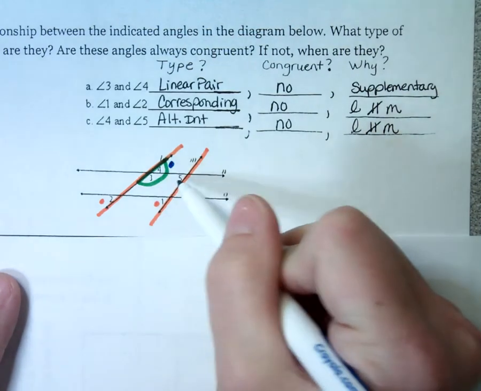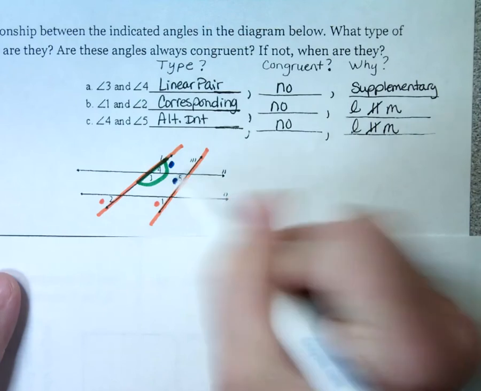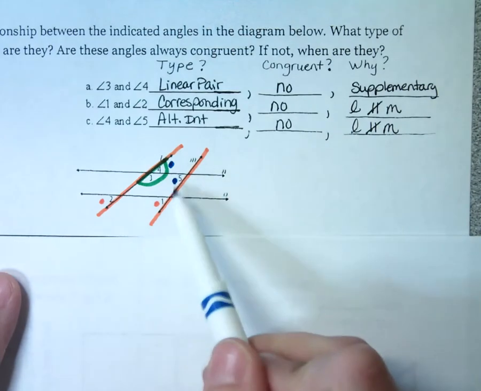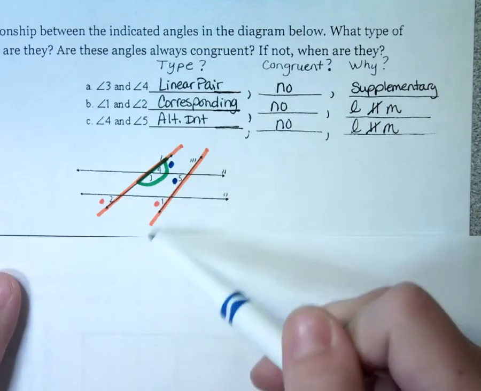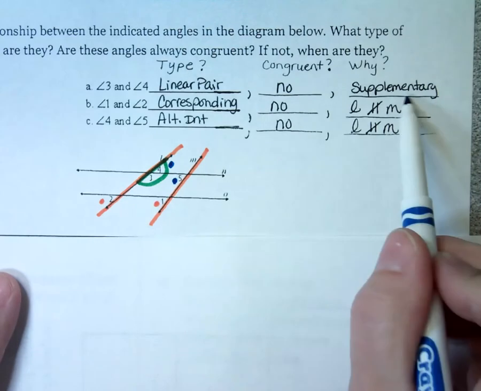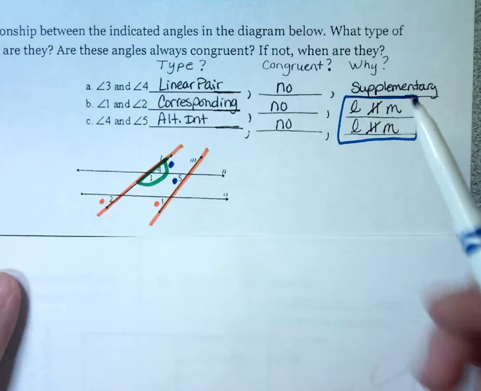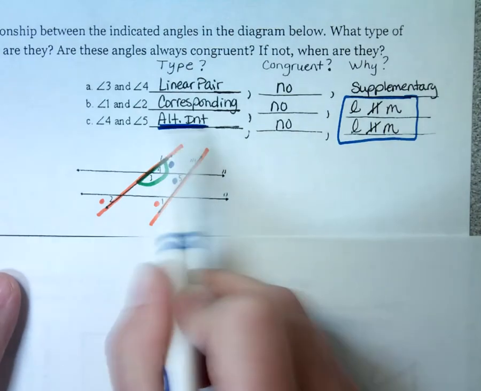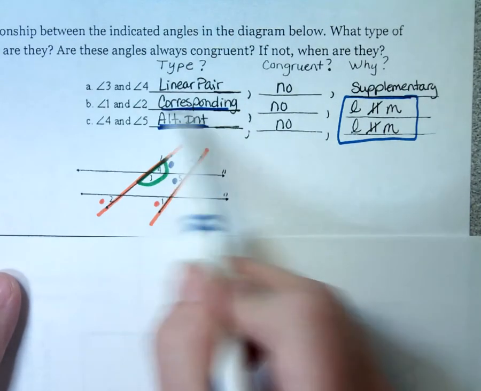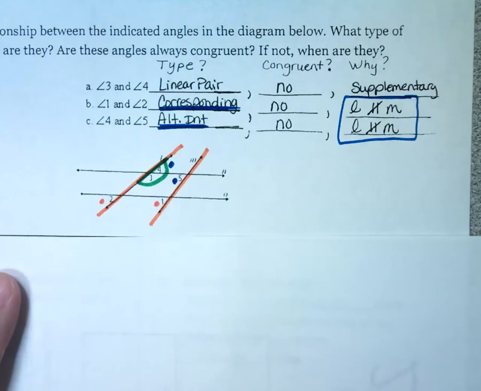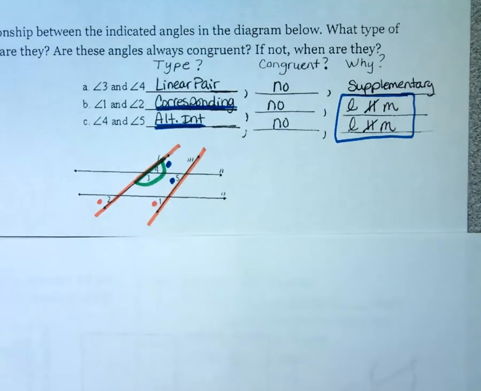Angle 4 and angle 5, those are alternate interior angles. And they are not congruent either because lines L and M are not parallel, which is what this is saying over here. So you have to have parallel lines before your alternate interior angles are congruent, before your corresponding angles are congruent, before your same side interiors are supplementary. But because we don't have parallel lines, they are not congruent.